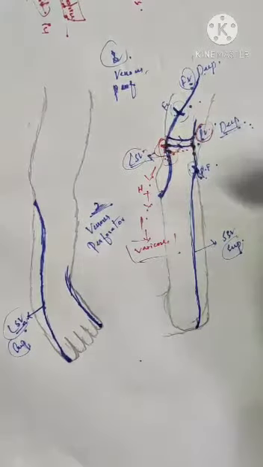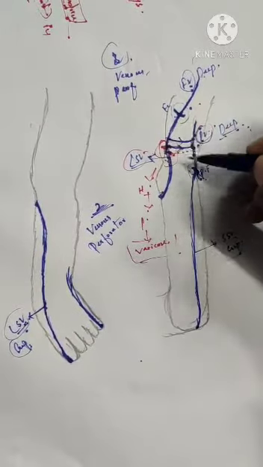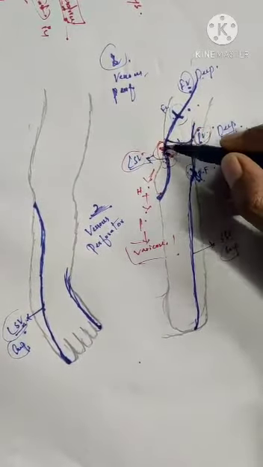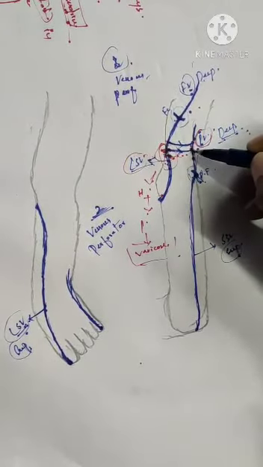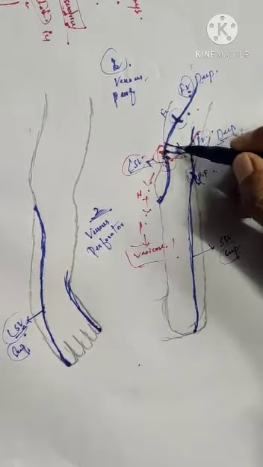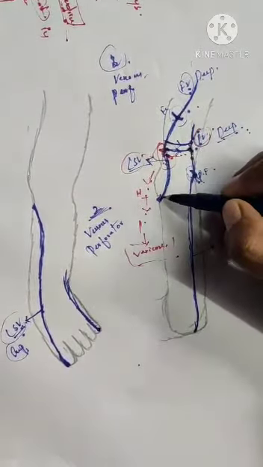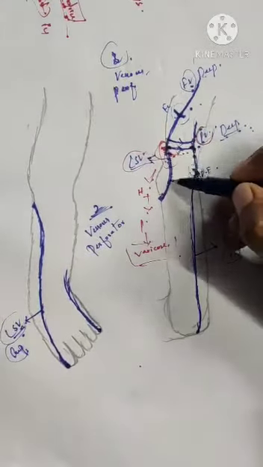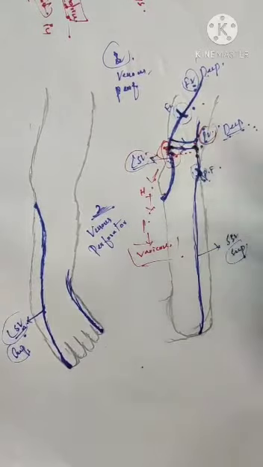Now let us see what perforator veins are. Perforator veins are the veins which connect the superficial vein to the deep vein. This is the superficial vein, which is the long saphenous vein, and this popliteal vein is a deep vein. The vein which connects the long saphenous vein to the popliteal vein is a perforator vein. The venous drainage of a perforator vein will be from the superficial vein to the deep vein.